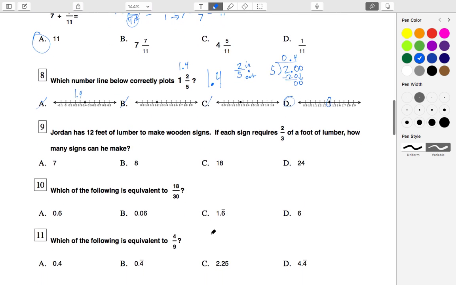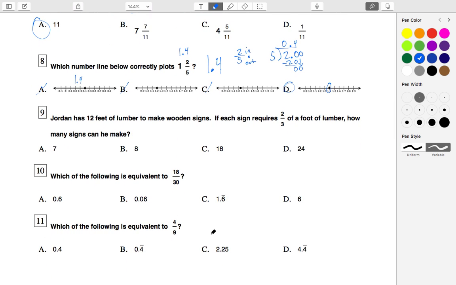Okay, next one. Jordan has 12 feet of lumber to make wooden signs. If each sign requires 2/3 of a foot of lumber, how many signs can he make? Now, the purpose of having this problem, you won't have something exactly like this on your test. The biggest thing is, do you know what operation to use given 12 and 2/3? So basically, is this a multiplication problem, addition, subtraction, or do you think it is a division problem?